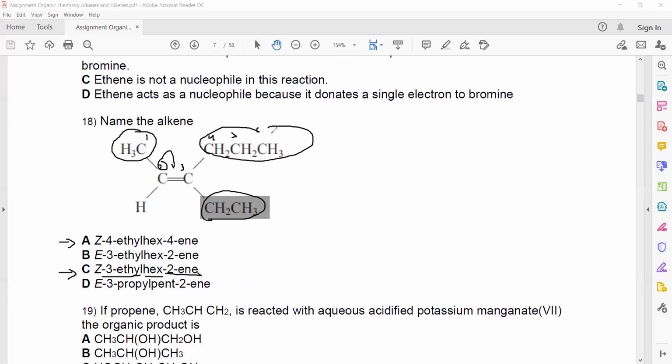And if I count from the other way around, 1, 2, 3, 4, the double bond is coming at the 4th position. When I count from the left-hand side, the double bond is coming at 2. That's why it is the right position.